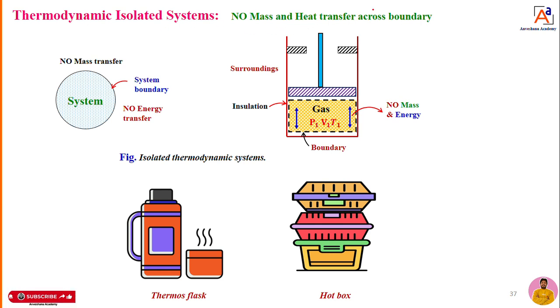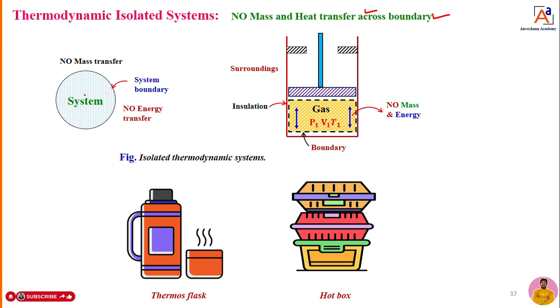It is a system in which no mass and no energy transfer takes place. I repeat, a thermodynamic isolated system is a system in which there is no mass and no energy transfer across the system boundary. That type of system we can call an isolated system. How it is, we can see now.